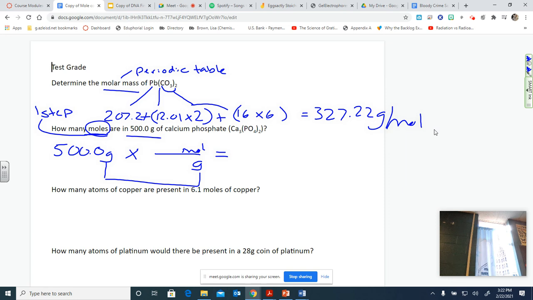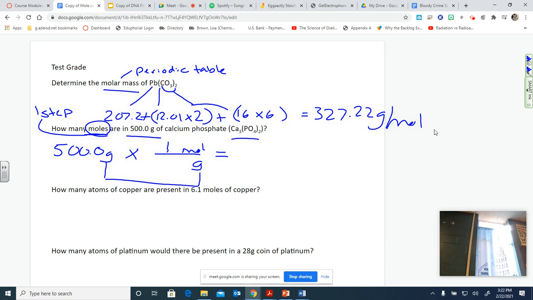What number went with mole? Who remembers? One. Look, it's still one. Mole is a one. All right. Now, what went with grams is the molar mass. But I haven't added that up yet. So darn, I'm going to have to take a second and add up a whole other molar mass for Ca3(PO4)2.